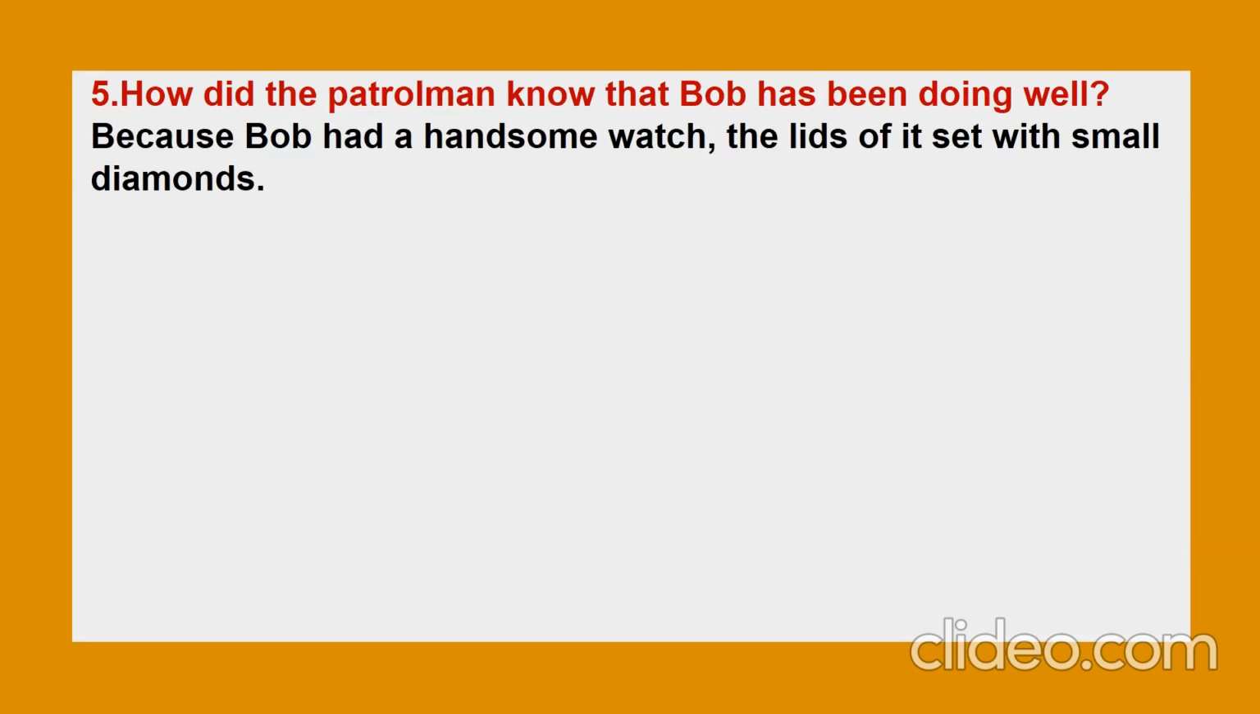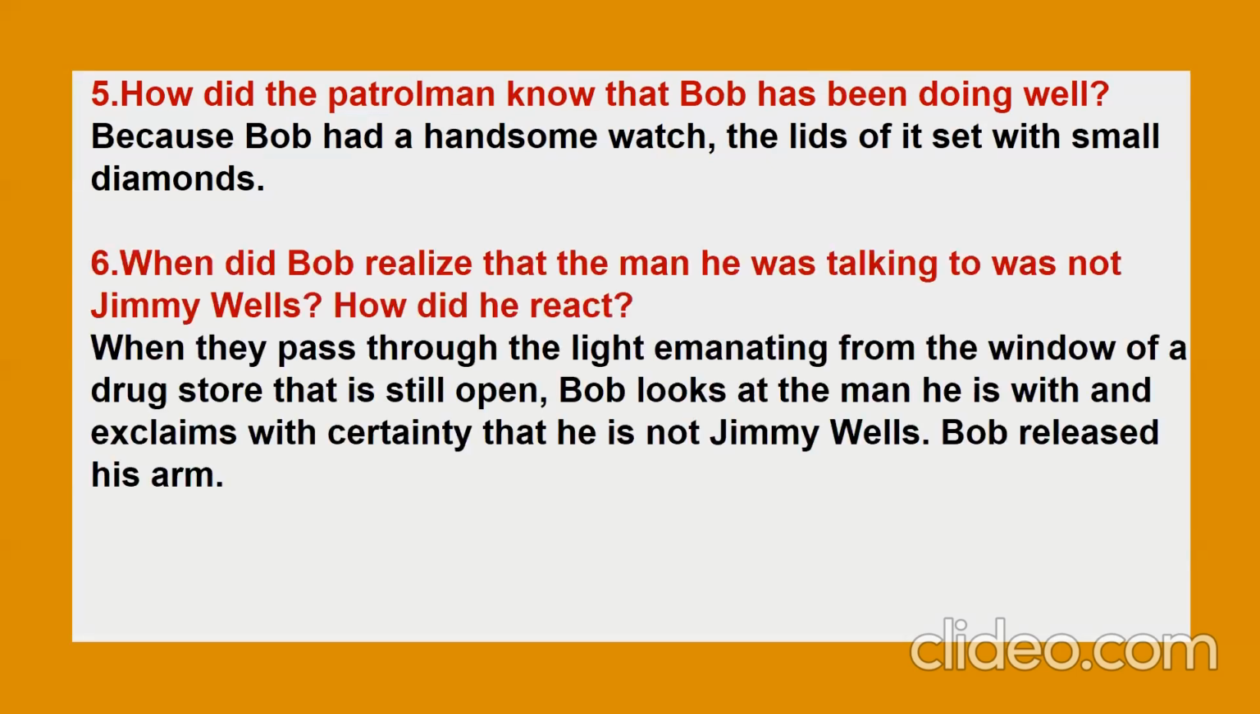Because Bob had a handsome watch, and the lids of it set with small diamonds. That shows that Bob has been doing well. When did Bob realize that the man he was talking to was not Jimmy Wells? How did he react? When they passed through the light emanating from the window of a drugstore that is still open, Bob looks at the man he is with and exclaims with certainty that he is not Jimmy Wells.